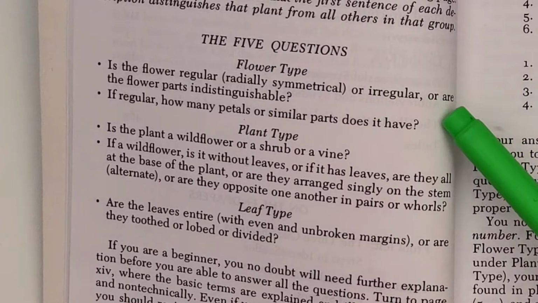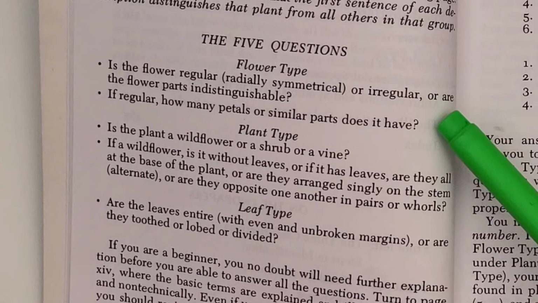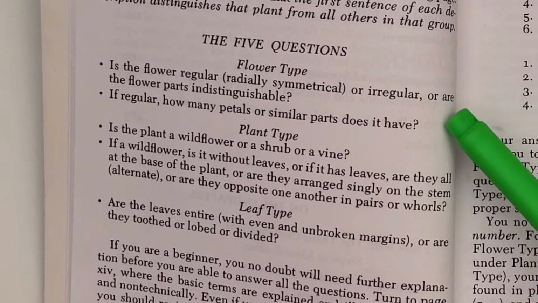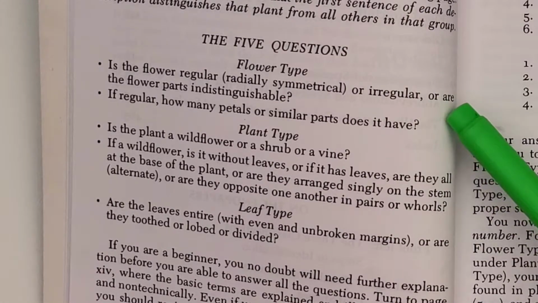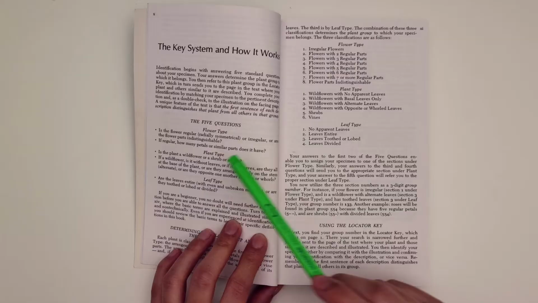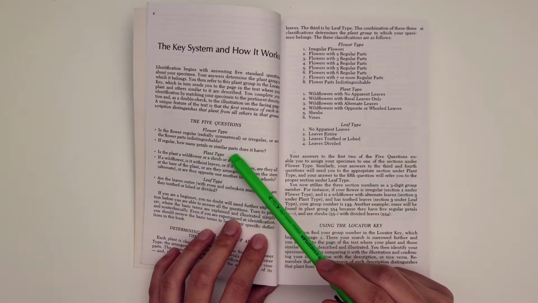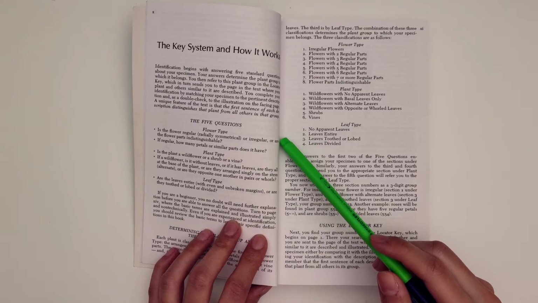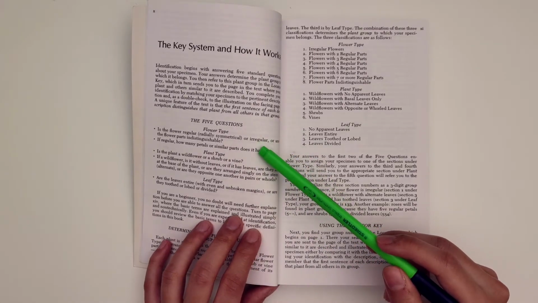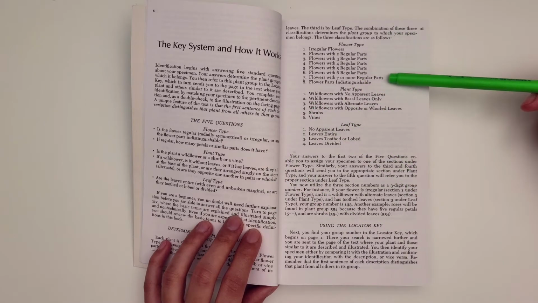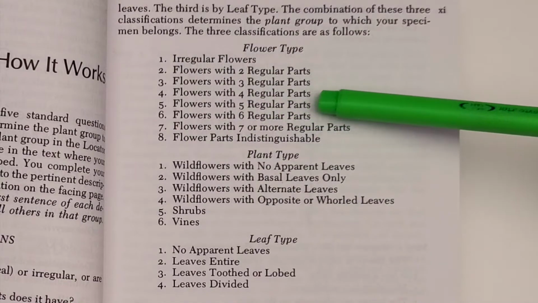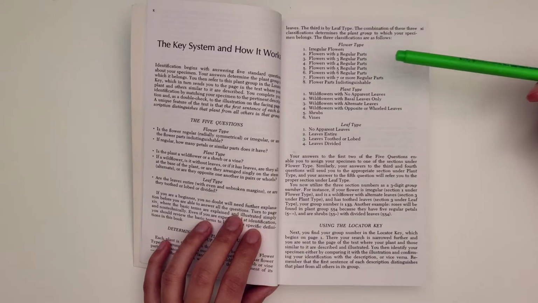Is the flower regular, meaning is it radially symmetrical, or is it irregular? Or are the flower parts indistinguishable? So in our case, our flower is regular. If regular, how many petals or similar parts does it have? It has 5 petals. Answering these two questions gives us the flower type. So our flower type is type 5, flowers with 5 regular parts.